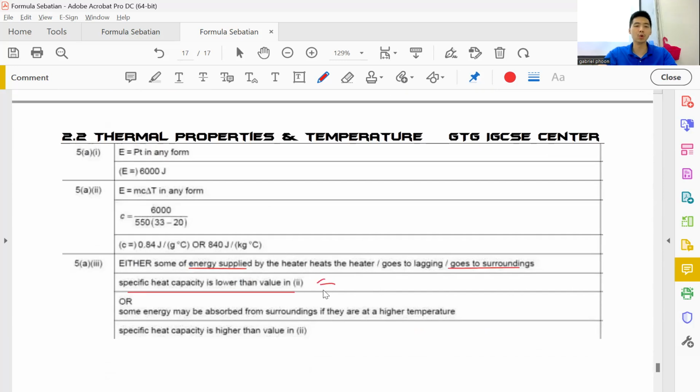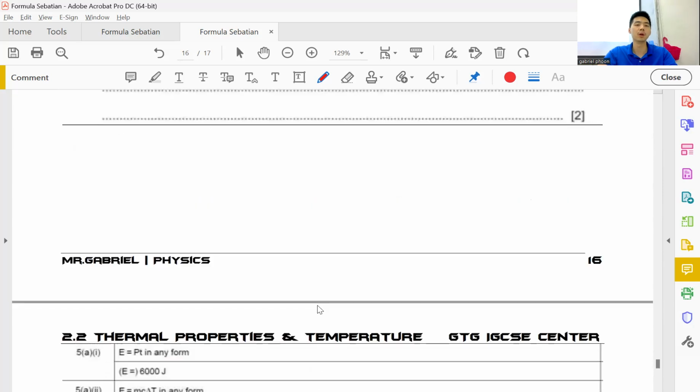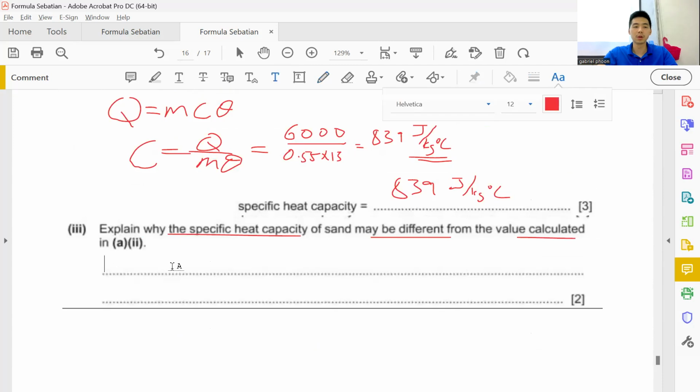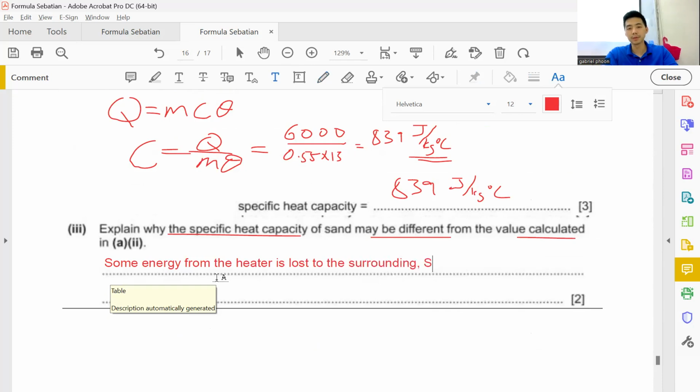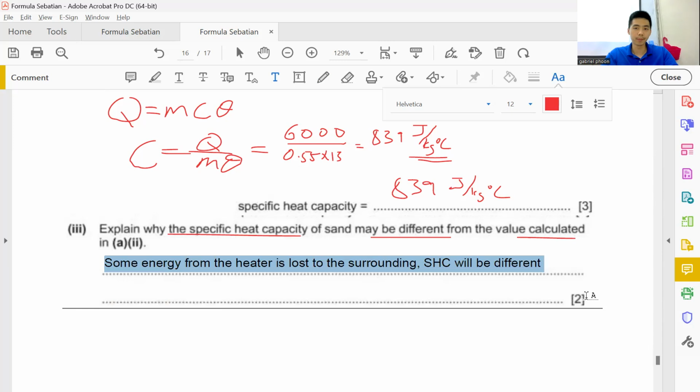You don't even have to say it's lower. You can say it's different, it's acceptable already if you're not too sure. So you're going to say energy is lost to the surrounding. Specific heat capacity will be different.